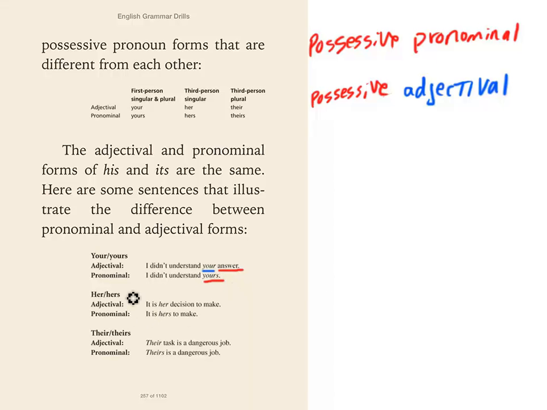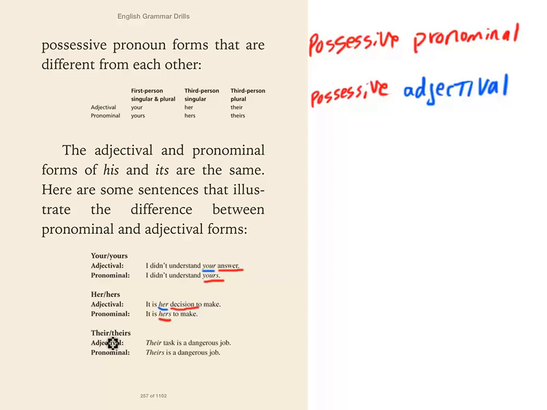Okay? His and her and hers. It is her decision to make. It is hers to make. Once again, her is the adjectival, the possessive adjective, and her what? Her decision. It is hers to make. Let's put that in red so you know that it doesn't need a noun afterwards. It is hers to make.